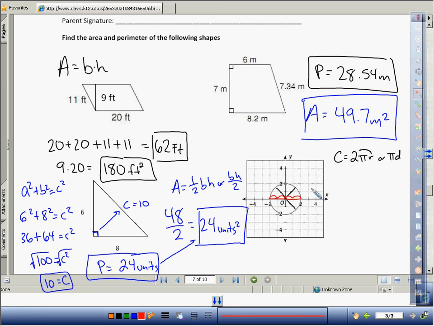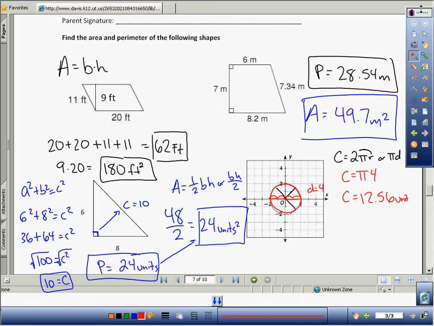I got everything marked off on it. I go 1, 2, 3, 4. So my diameter in this case is 4. So my circumference equals pi times 4. I'm just going to use 3.14 for pi. You can use your pi button if you'd like. So my circumference, or my perimeter of the circle, all the way around the edge, happens to be 12.56. And I didn't put any units on here again, so we're just going to say units.